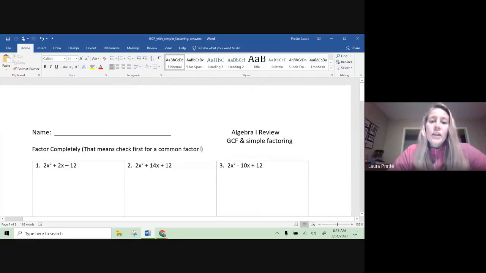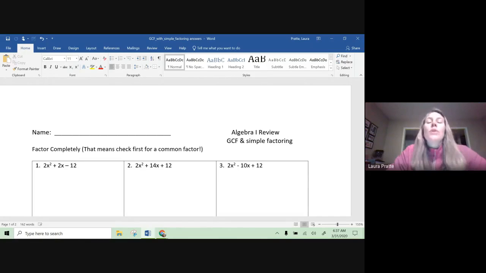So today we're going to continue on with some factoring. Yesterday, I had gone over the basic factoring with you with the different combinations of signs. So today we're going to build on to that just a little bit. And we're going to go over some simple factoring where there is also a GCF.